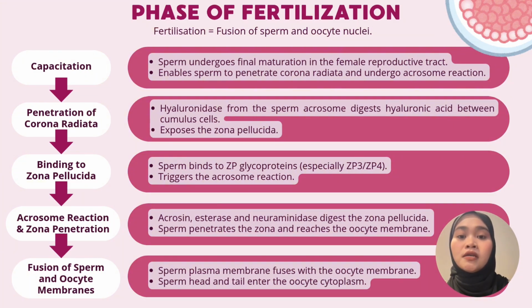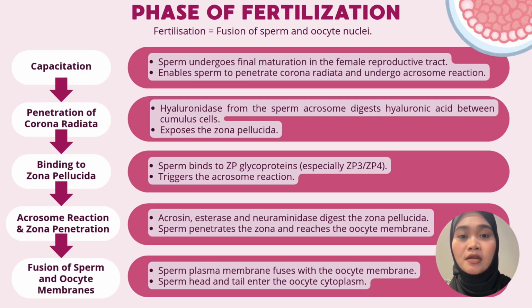Before this occurs, several important steps take place to allow the sperm to successfully reach and penetrate the oocyte. First, during capacitation, sperm undergo final maturation within the female reproductive tract. This process increases their motility and prepares them to penetrate the surrounding layers of the oocyte and undergo the acrosome reaction. Next is the penetration of the corona radiata.